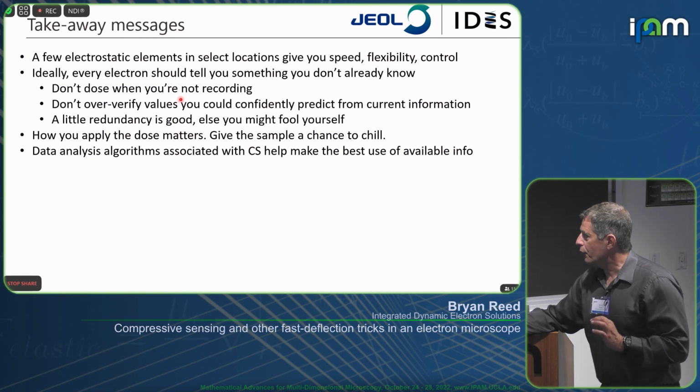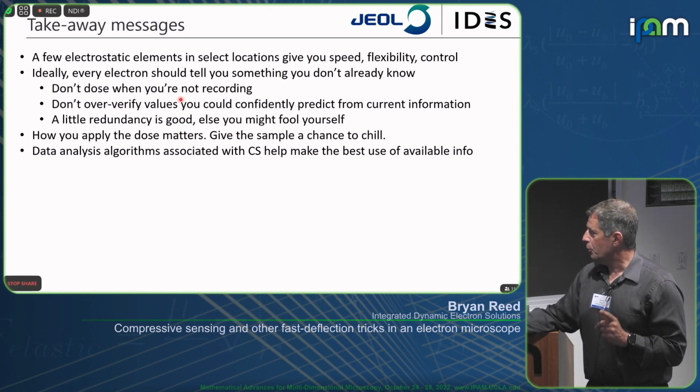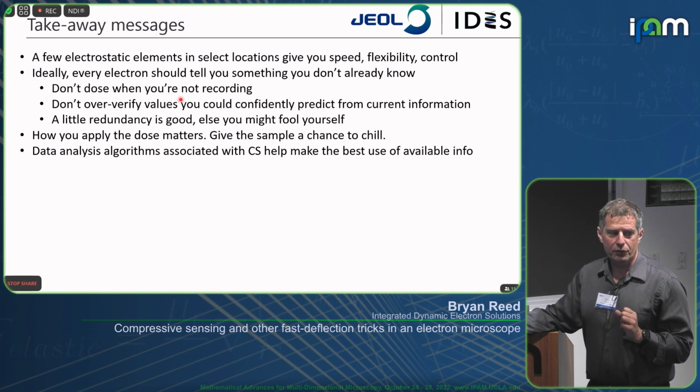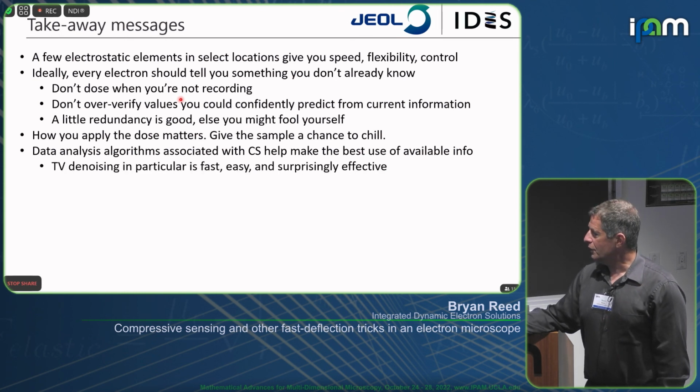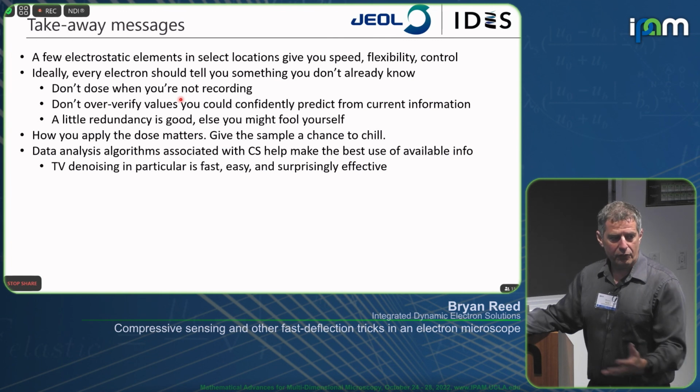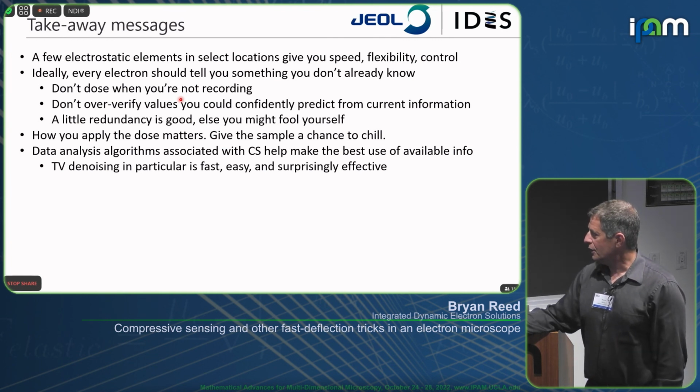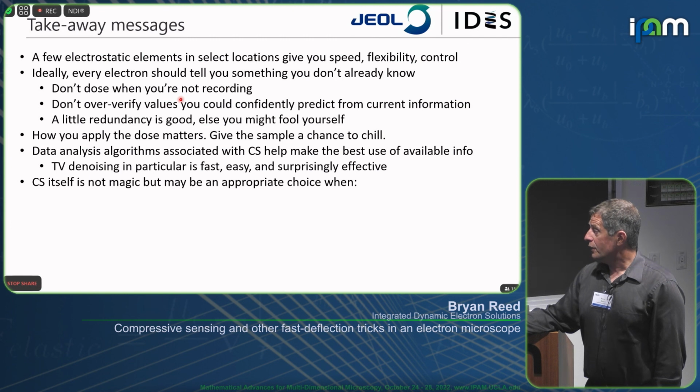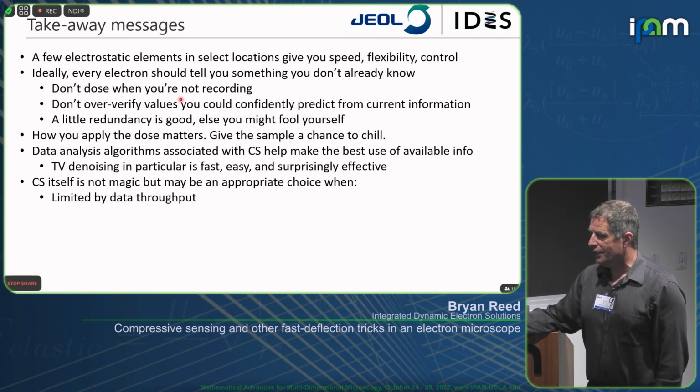The data analysis algorithms associated with compressive sensing help you make the best use of available information, even if you don't use compressive sensing. They're very nice algorithms, like just TV doing denoising in particular is fast, easy, and surprisingly effective. There are variants of it that are optimized for different kinds of things. I strongly recommend looking into that. Compressive sensing itself is not magic, but may be an appropriate choice when you're limited by data throughput primarily, but not so much when you're up against the signal-to-noise ratio limit, if you're dominated by Poisson noise.